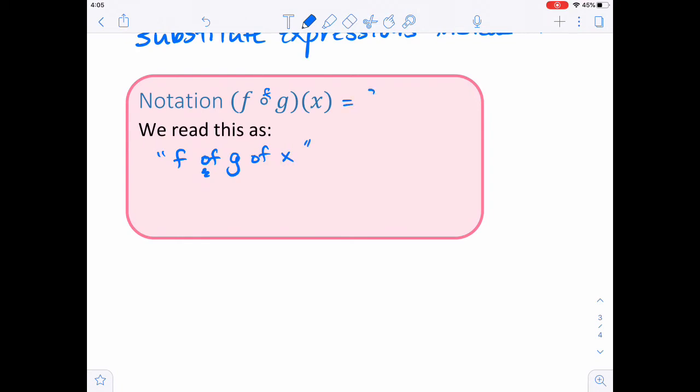So this is the same thing as f of g of x. It's just a different way to write it. Sometimes you might see these things without the x. You might see it just like that, or like this.